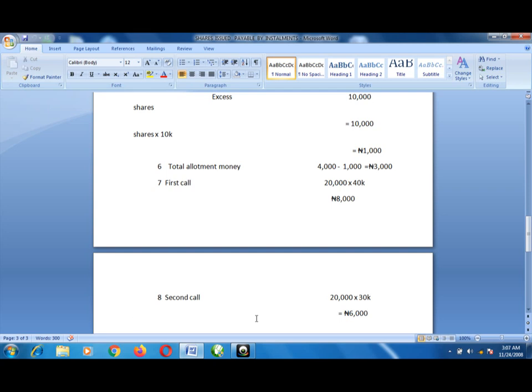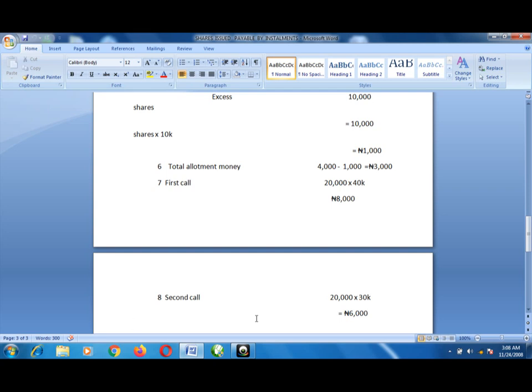The first call figure, you debit the bank account, and the second call figure, you debit the bank account. And the amount of money refunded to the unsuccessful shareholder, which is 1,000 multiplied by 10 kobo, giving us 100 naira, must be credited to your bank account. Find the difference between both sides, and on the credit side you have the balance carried down. Total your account, and you get the final total.